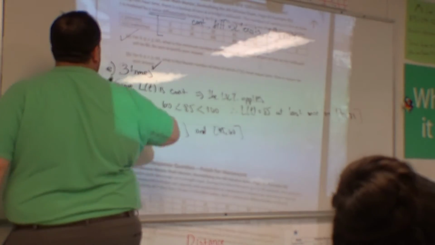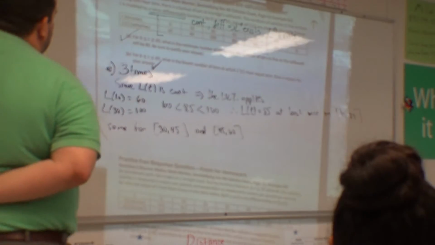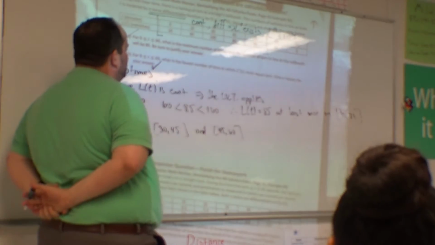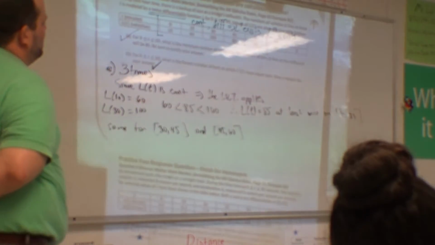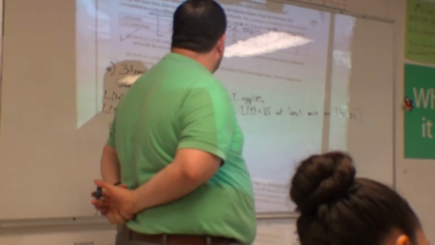All right, part B. For 0 less than or equal to t less than or equal to 60, what's the fewest number of times at which L prime of t is equal to 0?